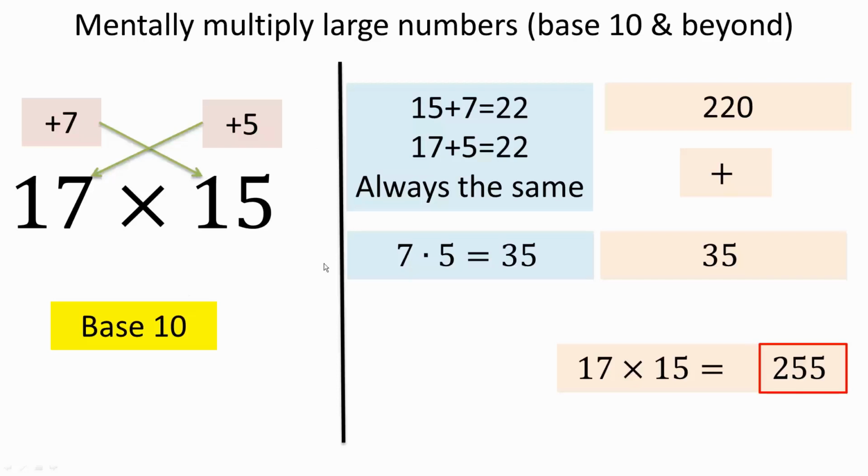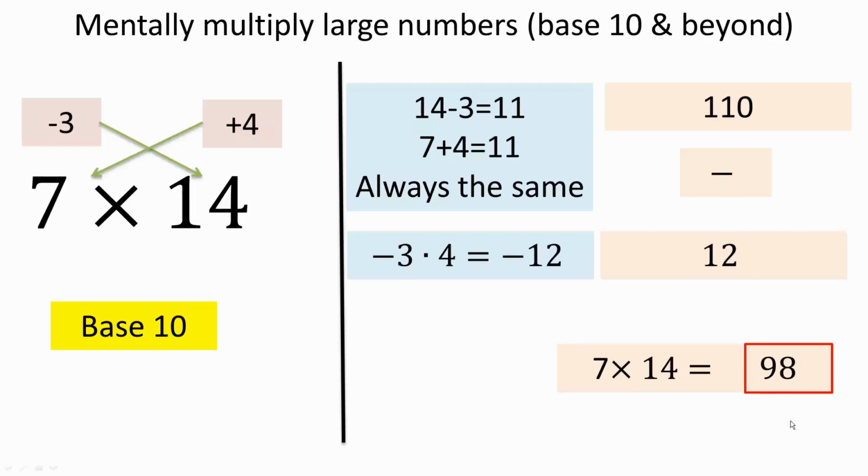Since it's base 10, we say 22 times 10, and we get 220. Next, we look at this 7 and this 5. Plus 7 times plus 5 is 35. Final step, 220 plus 35 will be 255. And this is the final answer. 17 times 15 is 255.